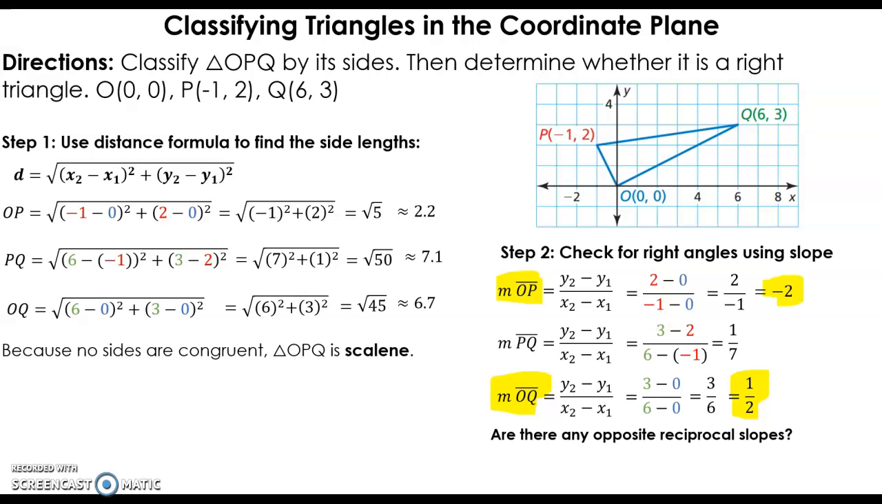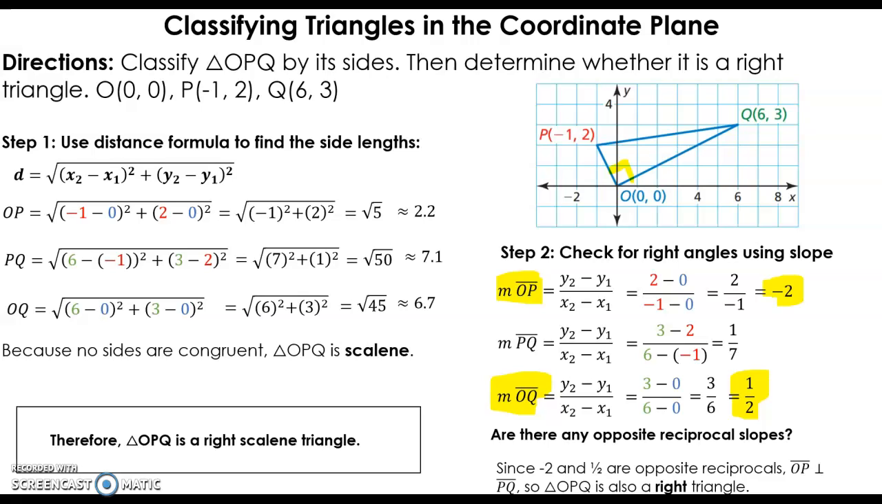So if we look, -2 and 1/2, those are opposites and they are also reciprocals. So this angle right here is a 90-degree angle. So since -2 and 1/2 are opposite reciprocals, OP is perpendicular to PQ, so triangle OPQ is also a right triangle. So we know it's scalene and we know it's a right triangle, so that means that triangle OPQ is a right scalene triangle.